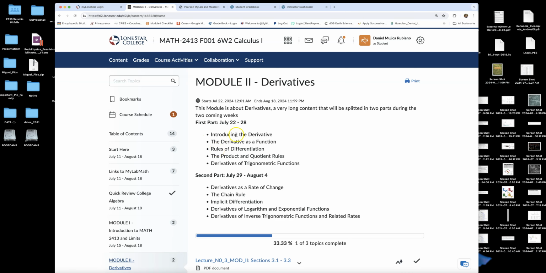That is going to be about the introduction of the derivative. I mean, we're going to introduce the concept. We are going to discuss how the derivative looks like as a function. And then I will give you the first rules to compute or to perform differentiation for just basic arithmetic operations.